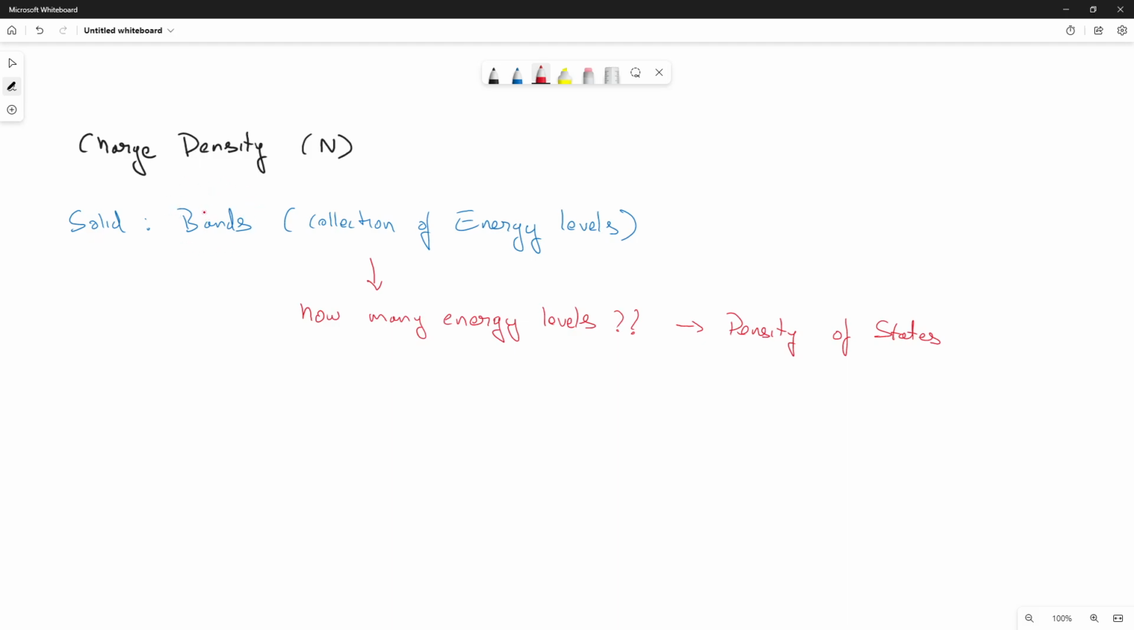So when we are looking at a given solid or any material, it has a band structure, and since I have a band structure, there are a collection of energy levels. Now, how many energy levels are present? The answer to that is given by the density of states. These are the number of energy states present.